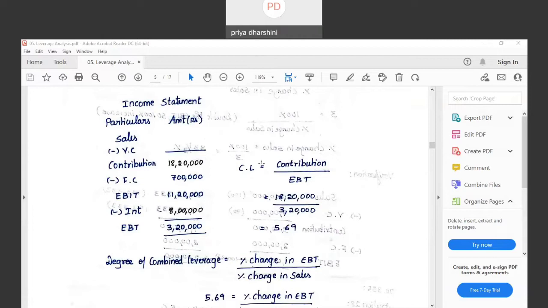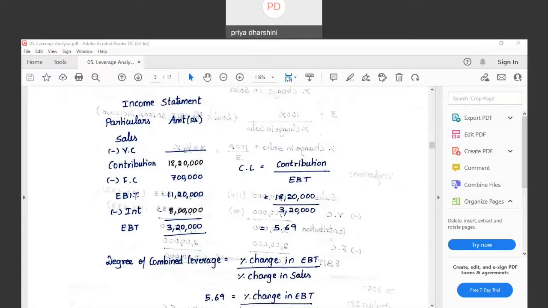Okay. So they are trying to establish a relationship between EPS and sales, which means what type of leverage is this? It is combined leverage. For any type of leverage, you can start the solution only by preparing your income statement. Sales minus variable cost is contribution, minus fixed cost is EBIT, minus interest is EBT. What is the information given to me? Information given is EBIT, which is 11 lakh 20. Profit before tax is 3 lakh 20. Fixed cost is 7 lakhs. So fixed cost, EBIT and EBT were given to me. With that, I am finding the remaining unknowns.